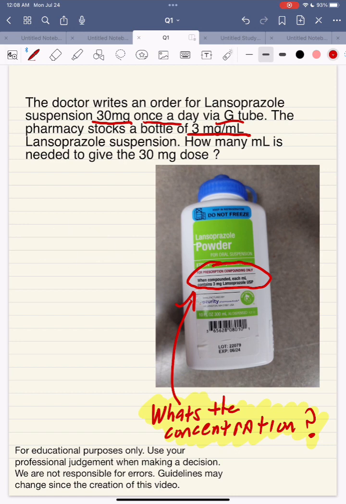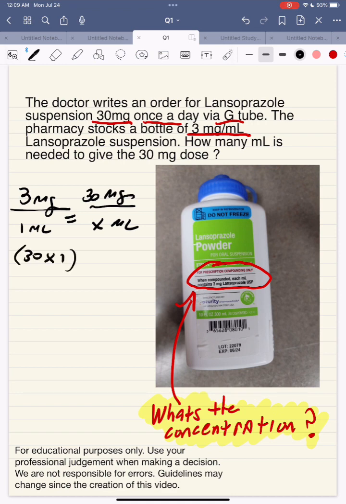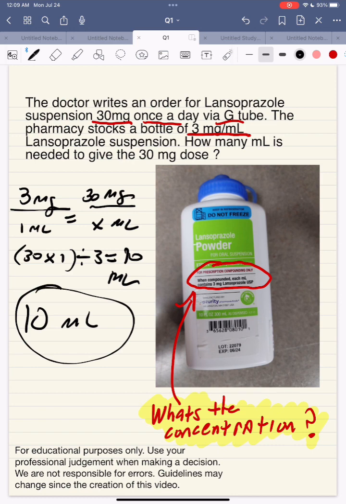So first we're going to set up the proportion. The concentration that we have is 3 milligrams over 1 ml. And we want 30 milligrams over X ml. To solve, we're going to cross multiply. 30 times 1 is equal to 30, divided by 3 is equal to 10 ml, 2 teaspoons. So we're going to give two teaspoons, or you can say 10 ml once a day. Proton pump inhibitor, used to treat GERD. And let's go to the next problem.